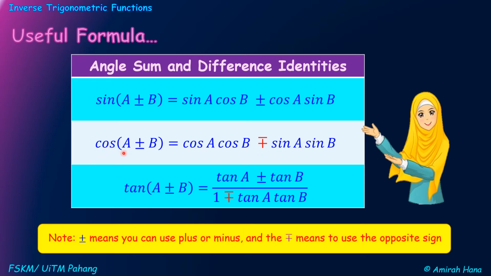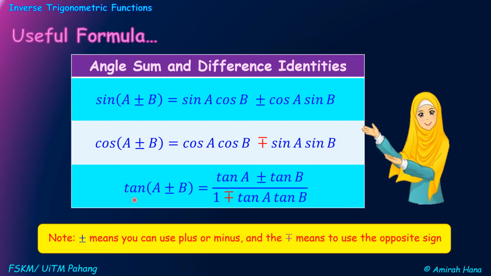If we use A plus B, the answer has a minus sign here. So cos A plus B equals cos A cos B minus sin A sin B. And cos A minus B equals cos A cos B plus sin A sin B.